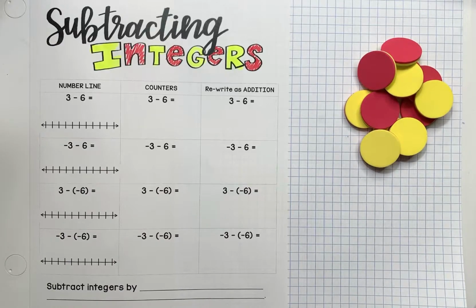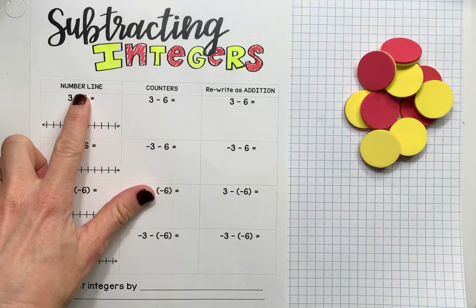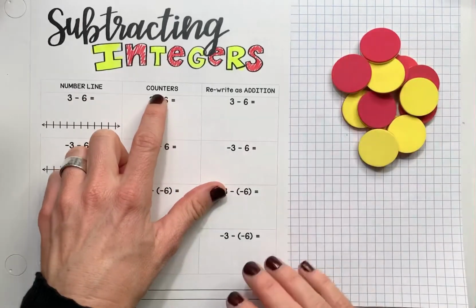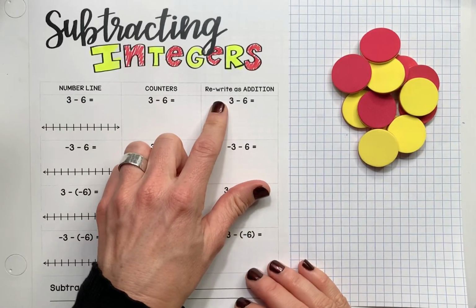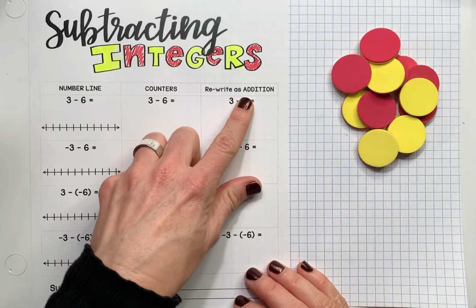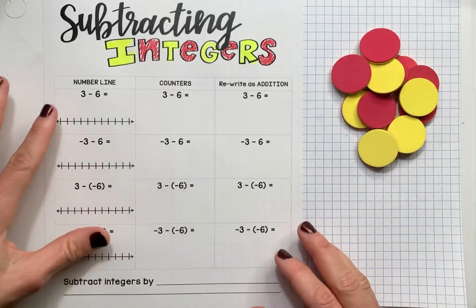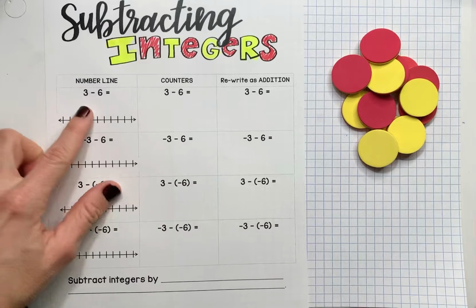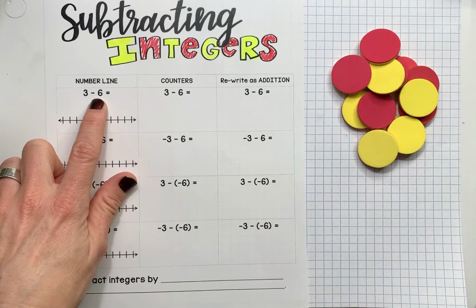In this video, we are going to be learning how to subtract integers. Again, you'll be needing your number lines, your counters, and then we're going to be showing you a third method where you rewrite the problem as addition. Okay, so in our first example, we have 3 minus 6.